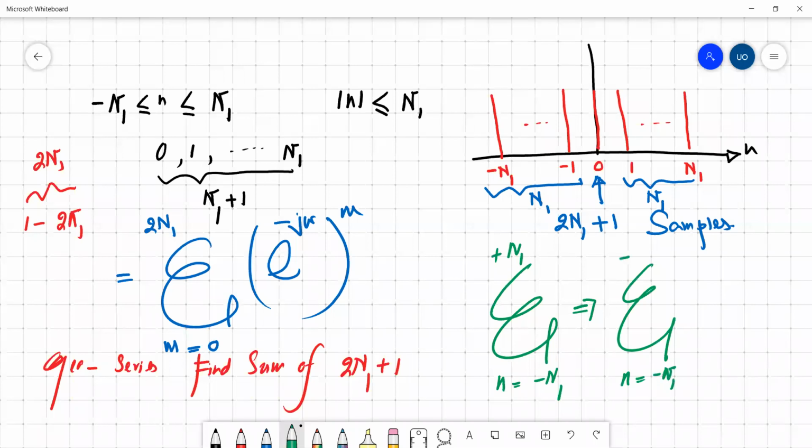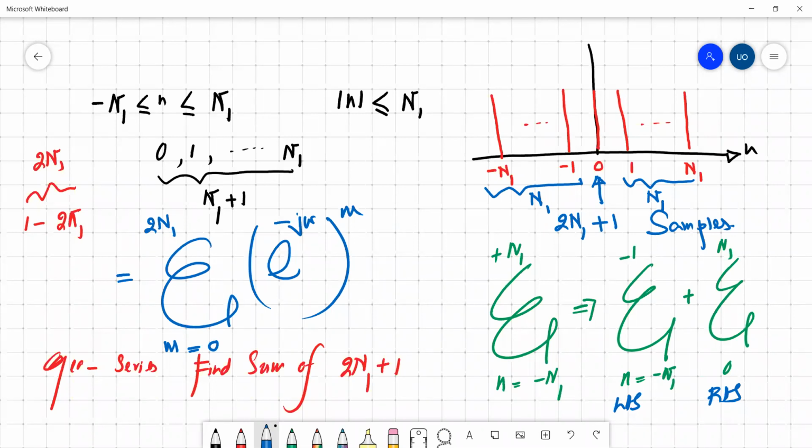Minus N1 to minus 1, plus 0 to N1. So I have to split this sequence into two blocks. One is referring to the right-hand side, the other one is referring to the left-hand side. So this is the left-hand side sequence, and this is the right-hand side sequence. Without splitting it to this level, you cannot apply the fundamentals of this geometric series. So then it becomes a kind of complicated path.